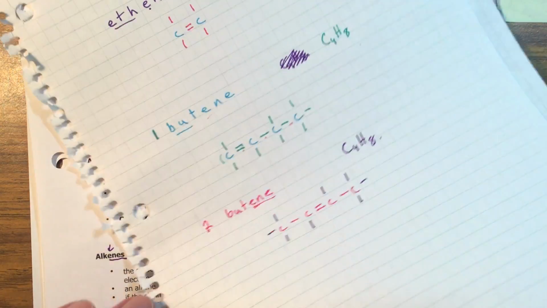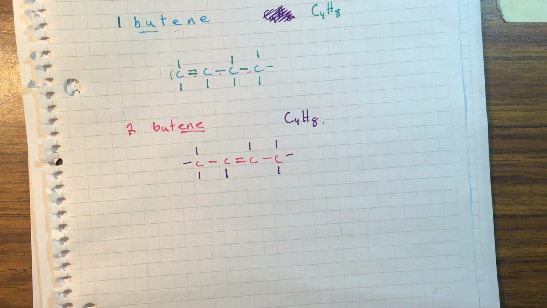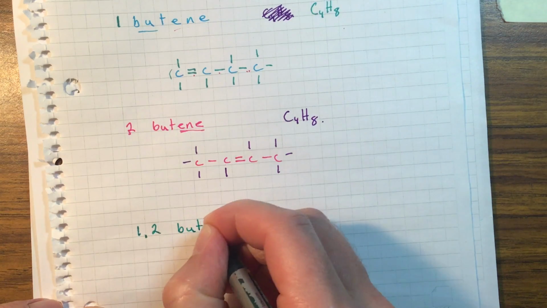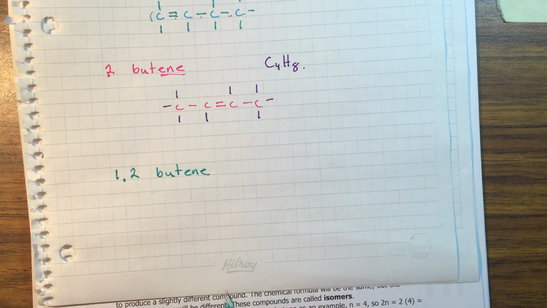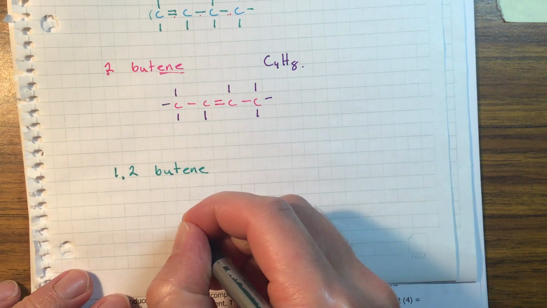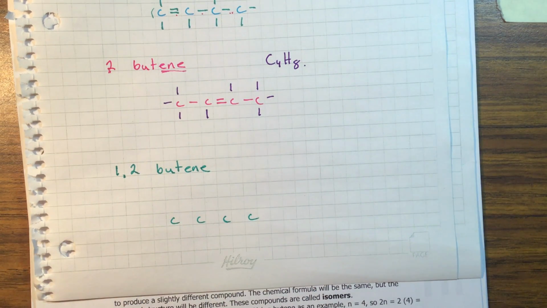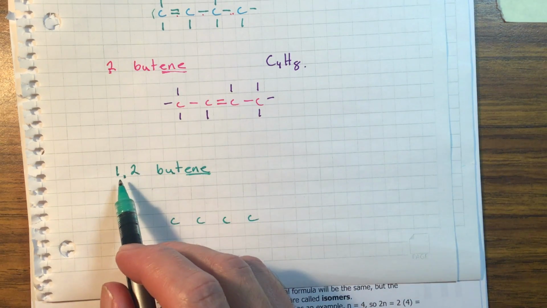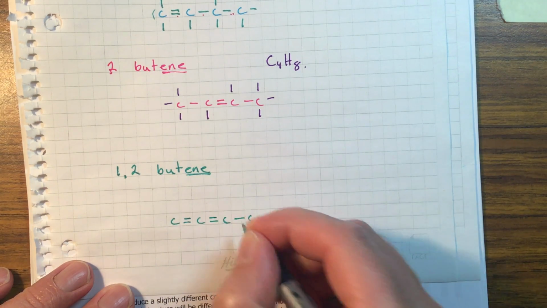But now, here's an interesting question. Can we have something totally weird? Can we have 1,2-butene? Yes, we can. So the but means 4 carbons chained up. 1, 2, 3, 4. The one and the two with the ene mean double bonds. This tells us the double bonding spots. So we have a double bond here and a double bond here and a single bond there.